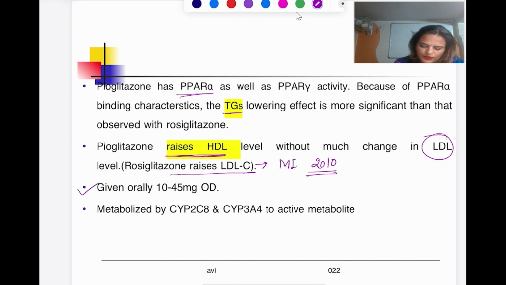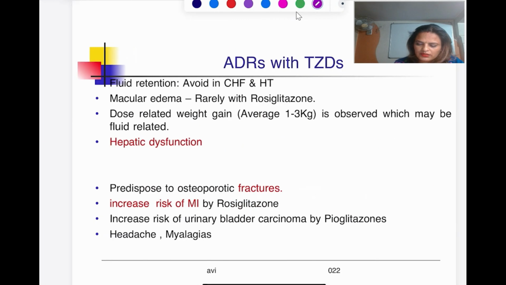So we give it by oral route and it is metabolized by 3A4 and 2C8. Now, what are the important adverse effects with thiazolidinedione derivatives? The most important is weight gain. Weight gain is because of what? Weight gain is because of the fluid retention. So avoid this drug if the person is having congestive heart failure or hypertension. So another is fluid retention. There it causes macular edema. So that covers weight gain. Then hepatic dysfunction. Hepatic dysfunction is seen with all the three.